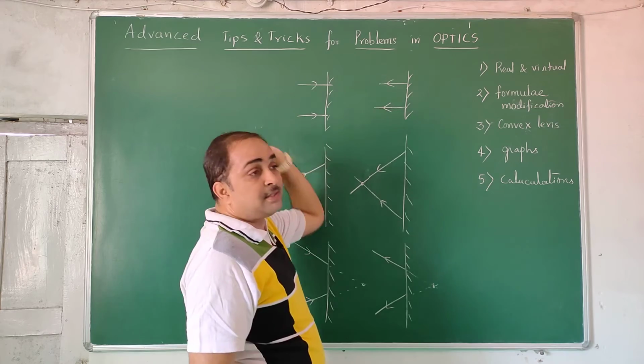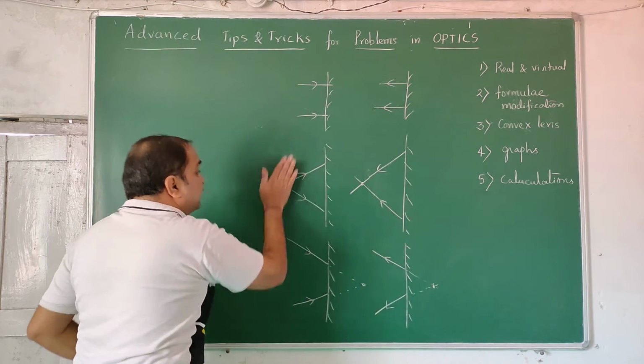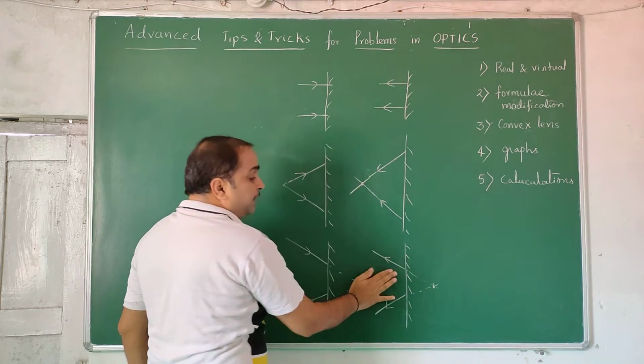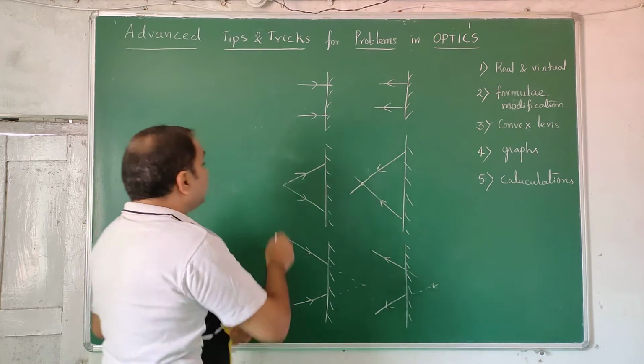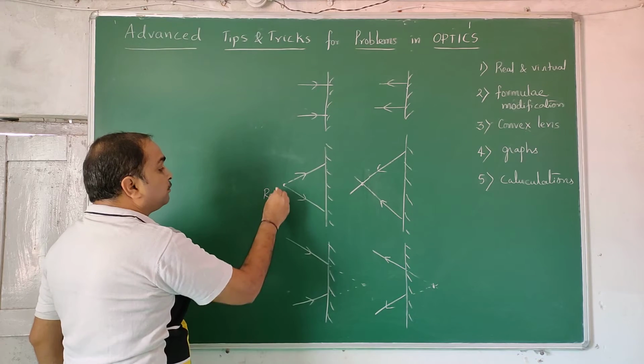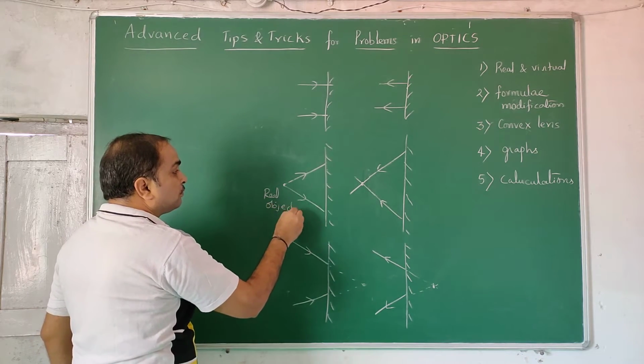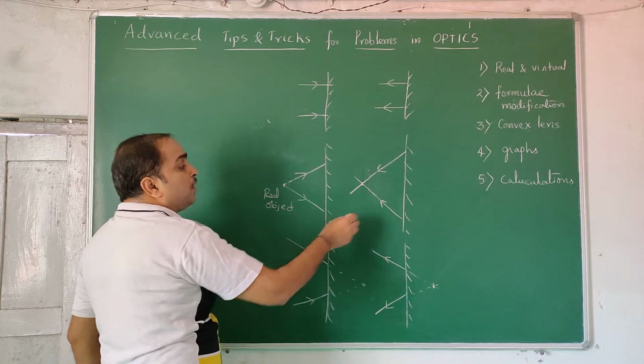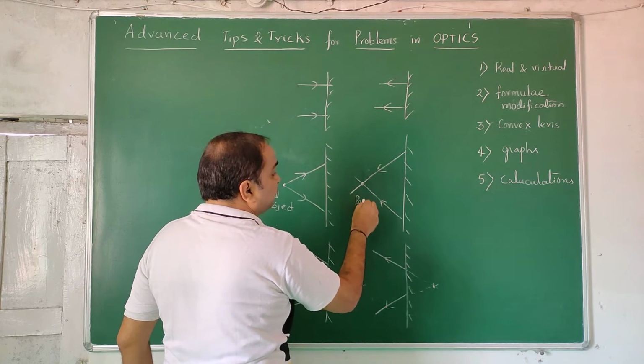Parallel rays, image is at infinity. So incident rays are related to the object, reflected rays are related to the image. This kind of object is called a real object. If the rays come like that, actually after hitting they go this way. So here if they are coming like this, it's a real image.